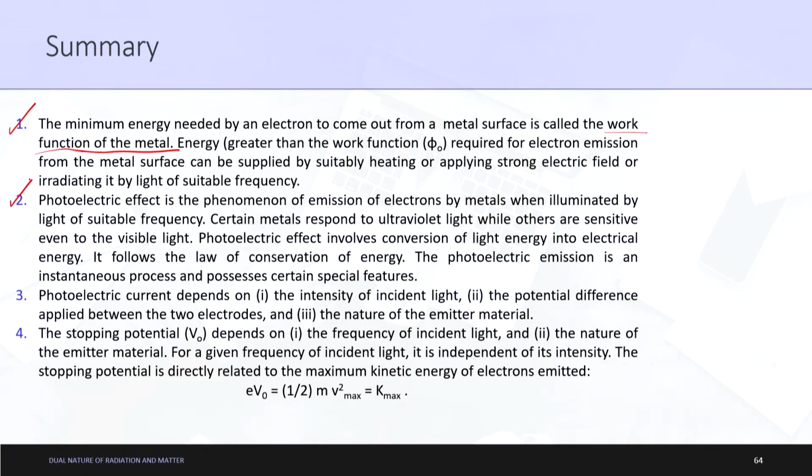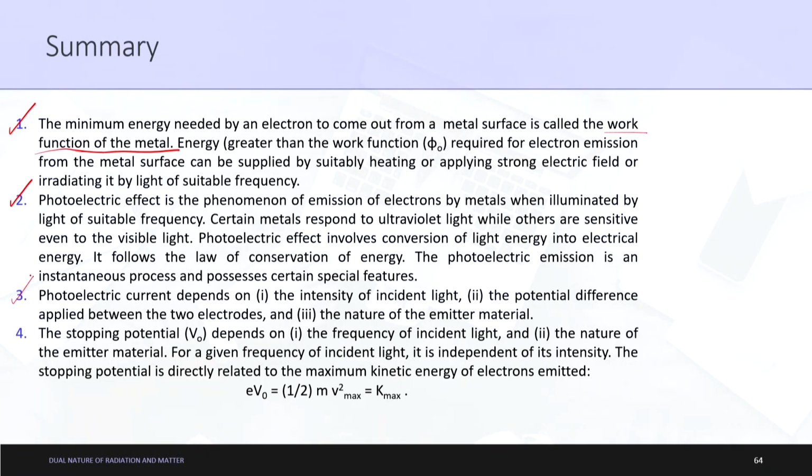Next is what the photoelectric current depends upon. These complete experimental data results were already explained; different experiments were performed to find out what happens when the current is changed, or when we keep the intensity constant, or the potential difference constant, etc. You can just refer back if you have any doubts regarding those concepts. Photoelectric current depends upon the intensity of incident light, the potential difference applied between the two electrodes, and the nature of the emitter material.